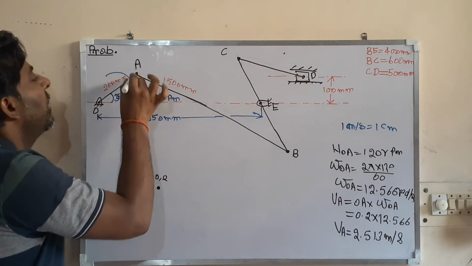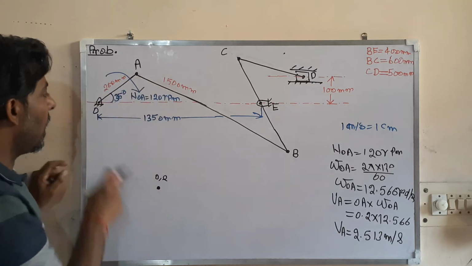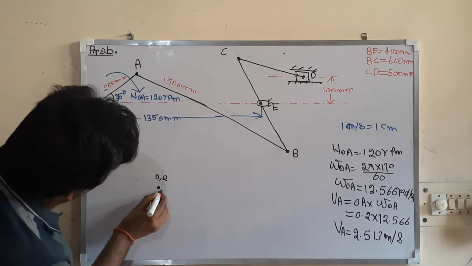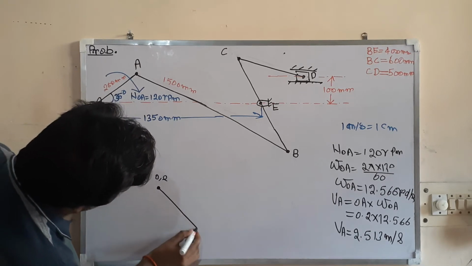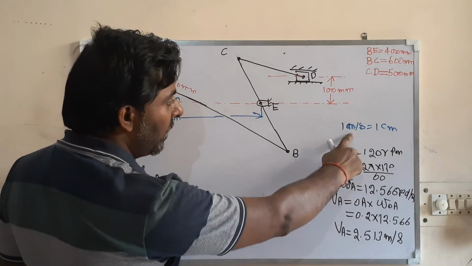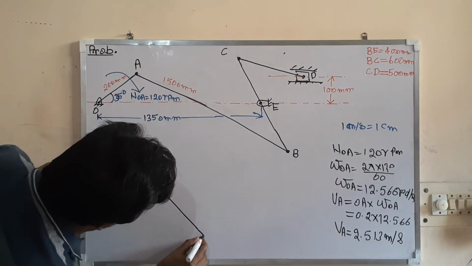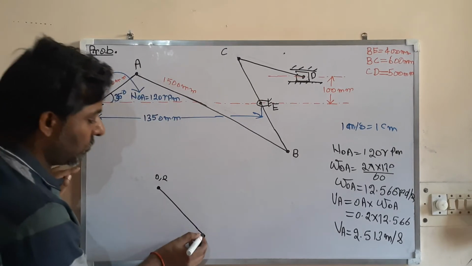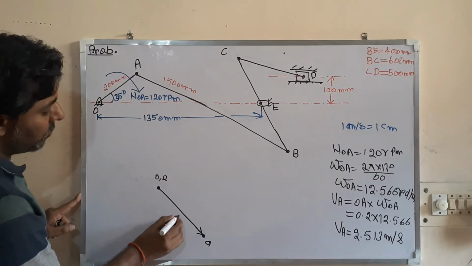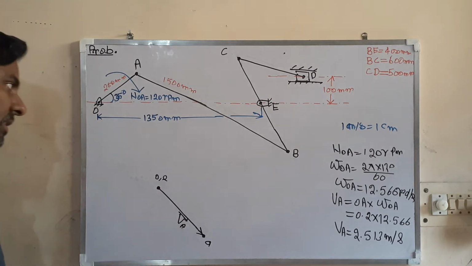Perpendicular to OA in the direction of rotation, so it will be downward. You saw A from O, so draw from O. What will you draw? Perpendicular to OA. How much will you draw? 2.5. You have taken 1:1 scale, so 2.5 centimeter. So I have drawn this 2.5 centimeter. Let us say this is 2.5. So you are getting this point A. So what is this showing? This is showing the velocity of point A in magnitude and in direction.